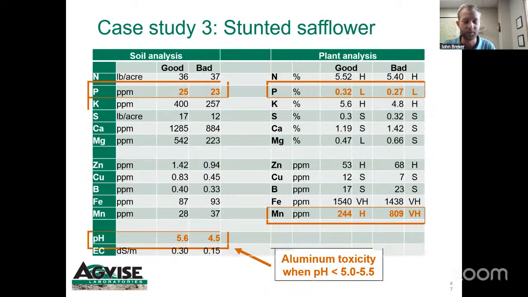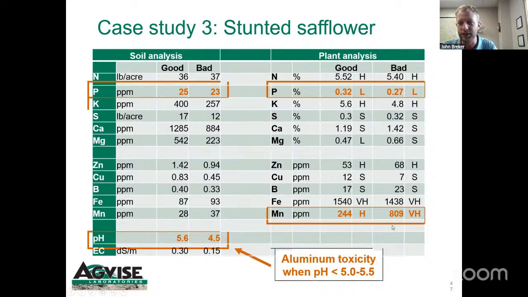So the client went out and collected some good and bad samples. We're going to focus on the plant sample first. You notice that the phosphorus level in both of these plants is low. It falls into the low category. But when you look at the soil phosphorus levels, those are actually pretty high. The critical level for Olsen phosphorus is 15 parts per million, and both of these cases have very high phosphorus, up into the 25 to 23 parts per million range. So we have a phosphorus deficiency in the plants, even though we have very high phosphorus in the soil.